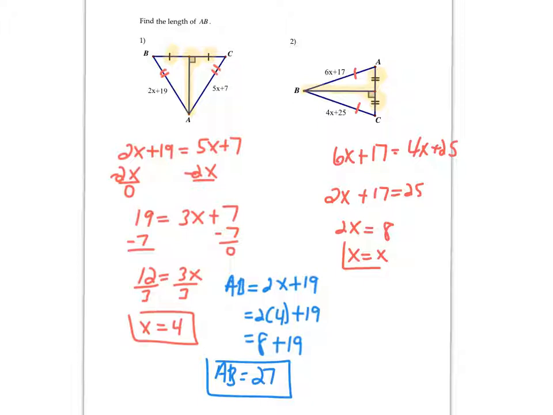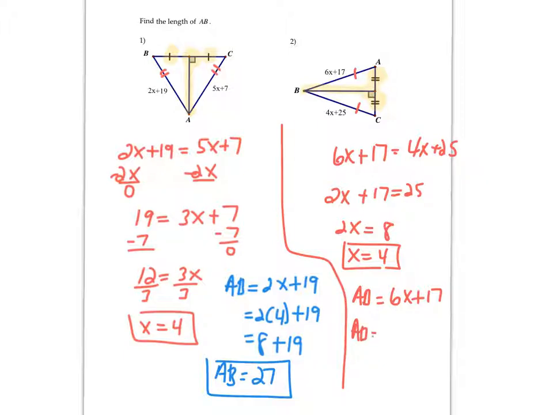I wrote x equals x. Okay, so since x is equal to 4, now we can come back in and solve for AB. We want to do 6 times x plus 17. So AB equals 6 times 4 plus 17, or 24 plus 17. So AB is equal to 41. Final answer.